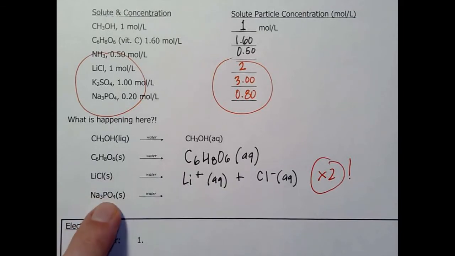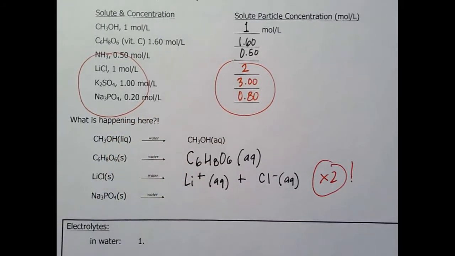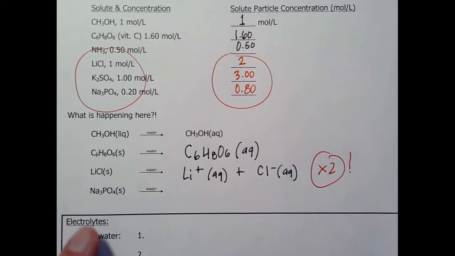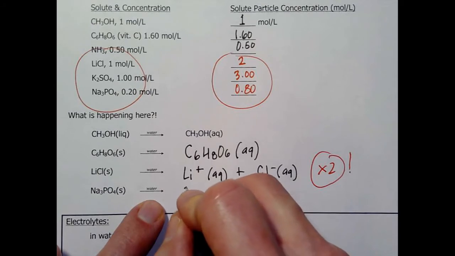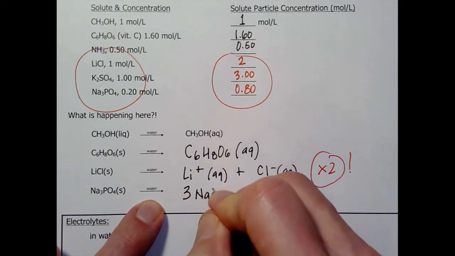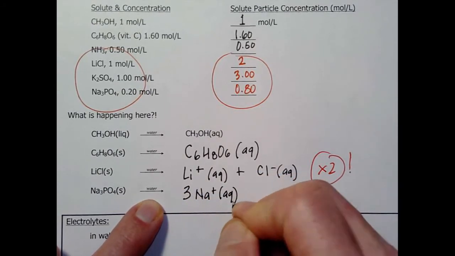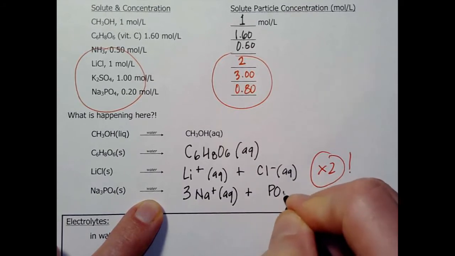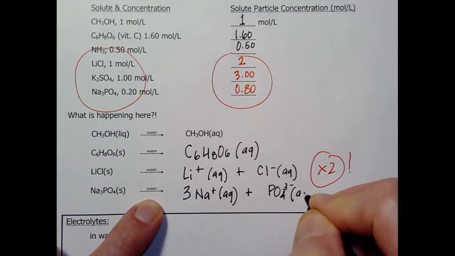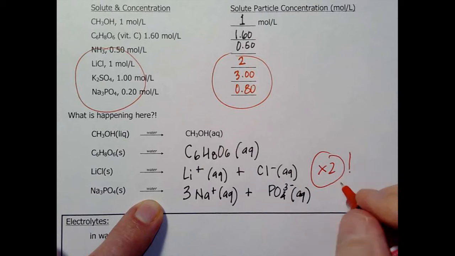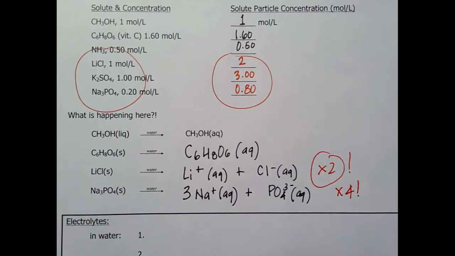Stop the video and figure out how sodium phosphate would break up compared to those numbers. All right, you did it, right? You said, oh, I remember from chapter 3 and chapter 5, this would be 3 sodium ions plus 1 phosphate ion. I'm getting 4 for 1.